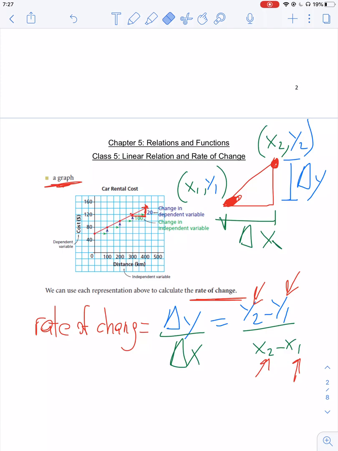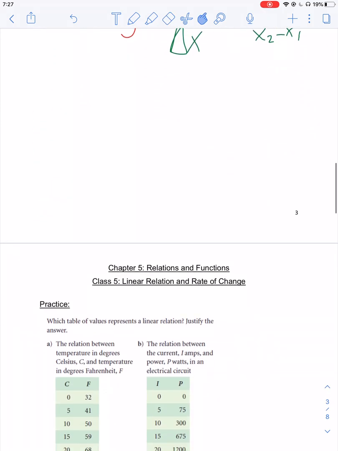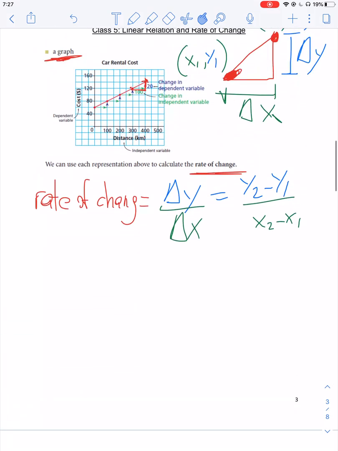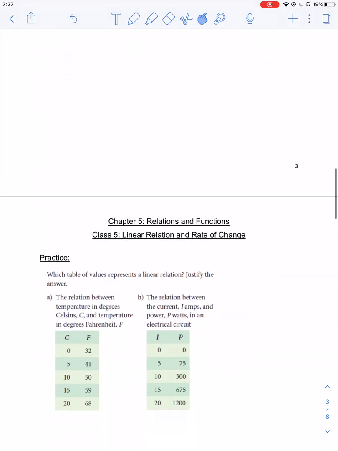So let's apply this. You know what? We're actually going to be applying this a little later, towards the end. So let's practice something first.